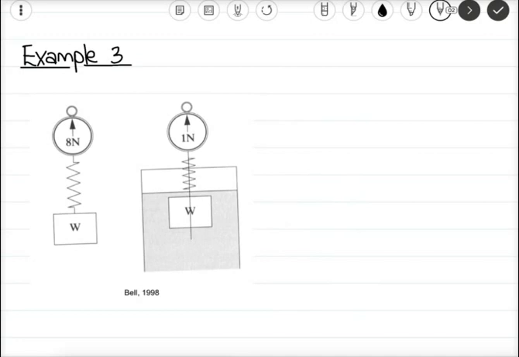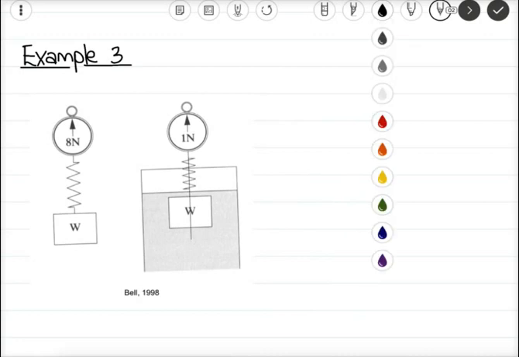In this question, a body is suspended from a spring balance, and when in air, that spring balance measures a weight of 8 newtons. When that body is completely immersed in water, the spring balance now reads 1 newton. And we've been asked to use this information to calculate the buoyancy force.